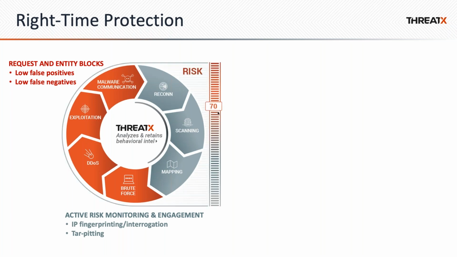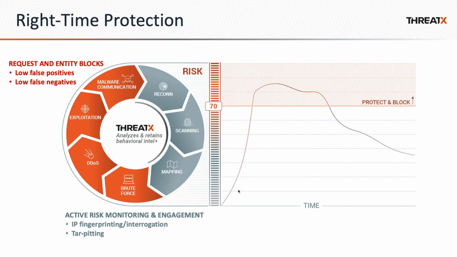You think about that risk over time, we're building a risk model around each entity, tracking that over time, and when it reaches a default threshold of 70 on a 100-point scale, that entity will be blocked. And what this does is allow us to block based on behavior, give up to 90 days of context around the behavior that we've seen, and really give visibility into why a block decision is made.